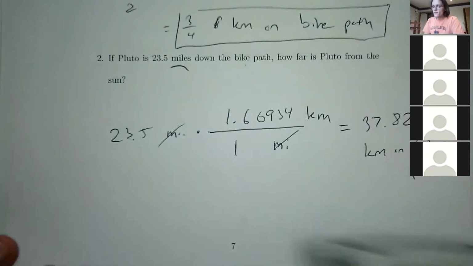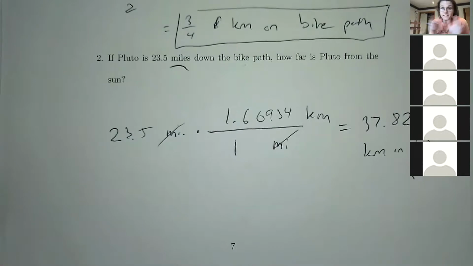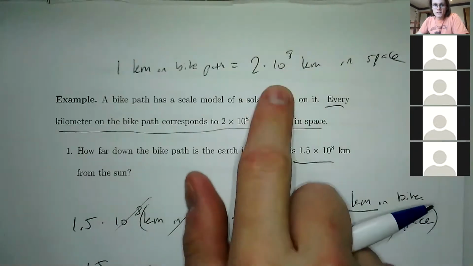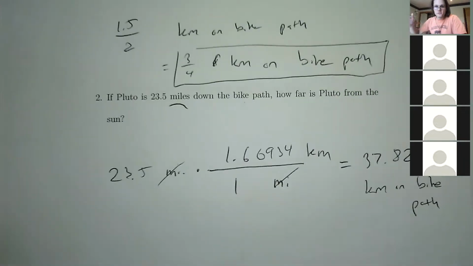All right, so Pluto, again, it's on a bike path. It's like a scale model on a bike path. So like you're biking down the bike path, and maybe you started, I don't know, at Venus, and you kept going. And so from the center of the bike path, like where the bike path starts, the Pluto at the end is 23.5 miles or 37.82 kilometers, right? And so what I want to do now is convert that to actual kilometers in space. And so I'll use the same relationship that I used up here, but just in reverse.